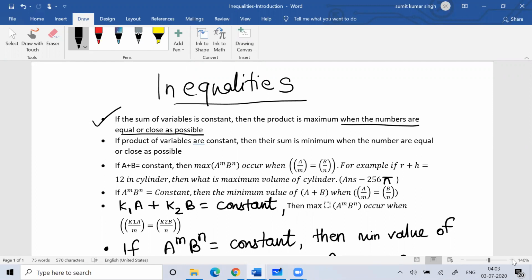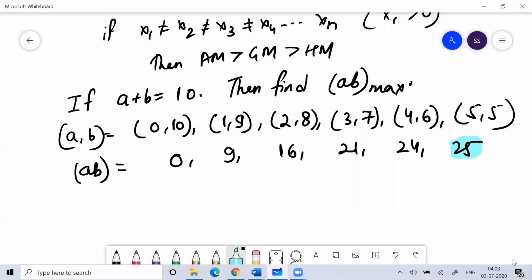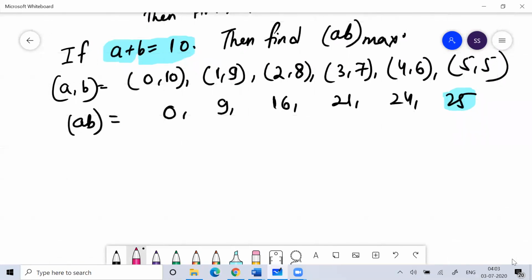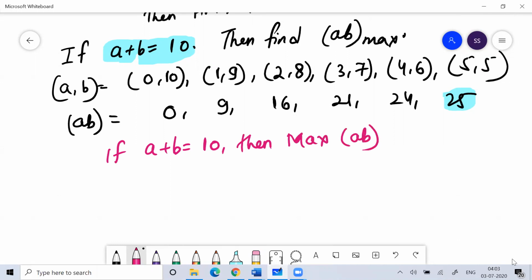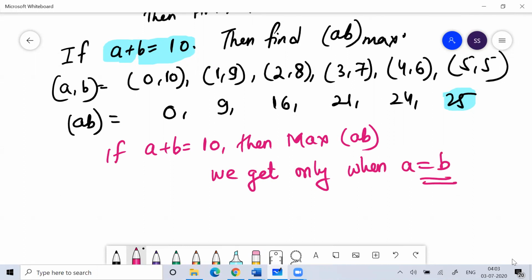So if I ask you that a plus b is 10, then the maximum value of a into b we get only when a is equal to b. So that gives you the answer 25. So this is easy to work on.